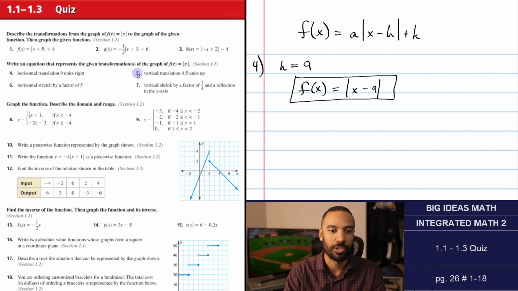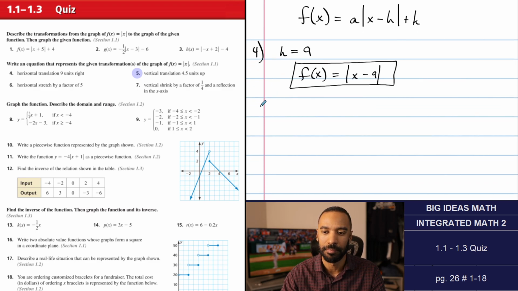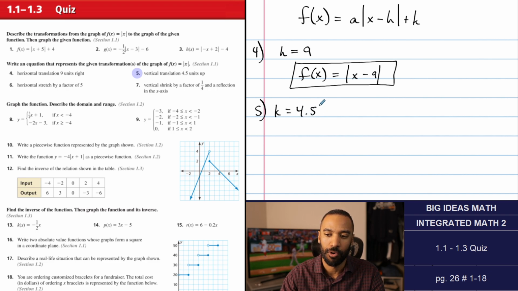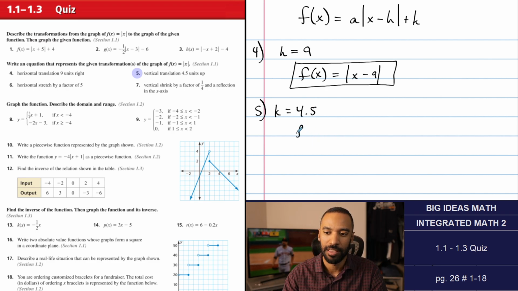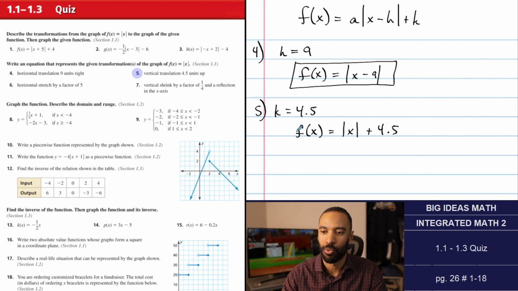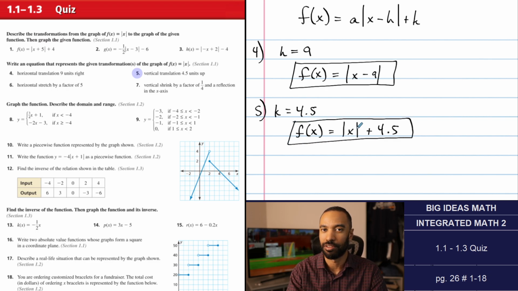Number 5 looks to be like a single transformation as well. It looks like most of these actually are. But if I asked for like 4 different things, you'd want to be prepared for them. Vertical translation 4.5 units up. That affects k, and it is a positive 4.5. Go upward plus k plus 4.5. This will say f of x equals the absolute value of x, close that, and then plus 4.5 like so. That is the k. That is on the outside of the absolute value function.